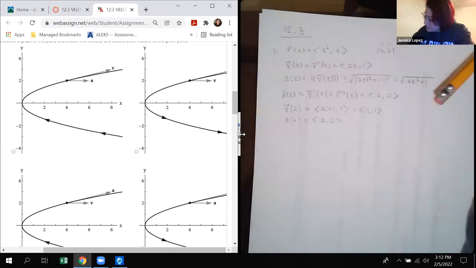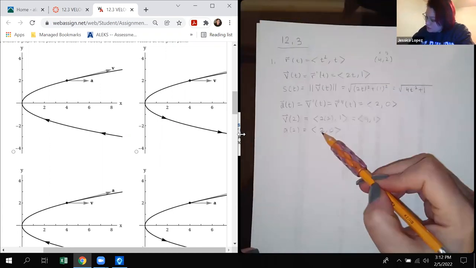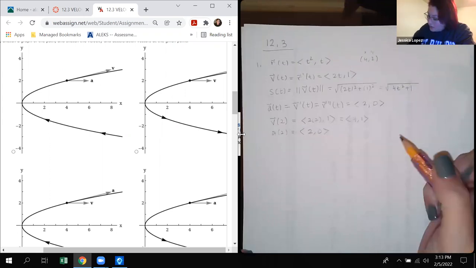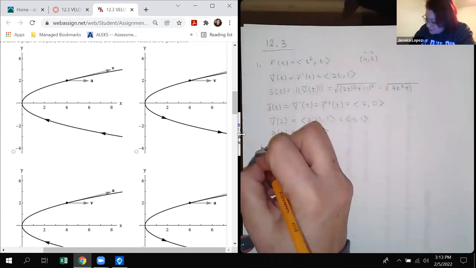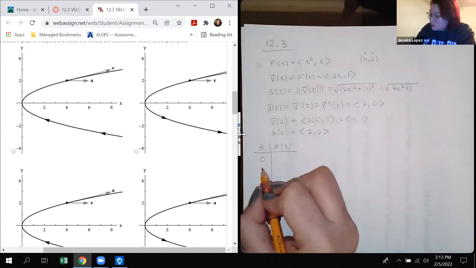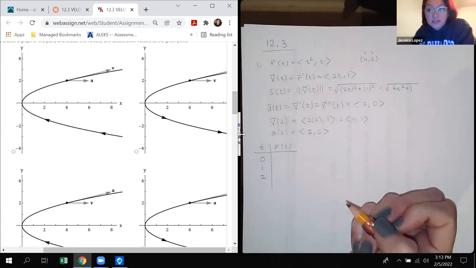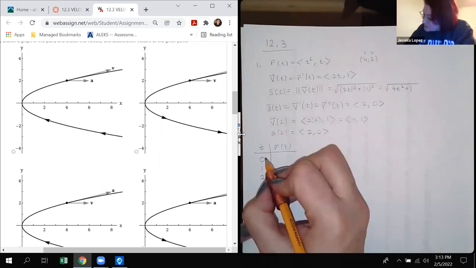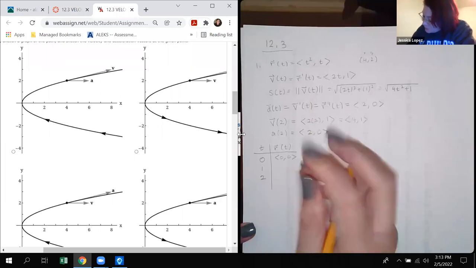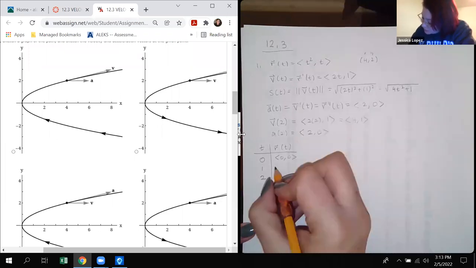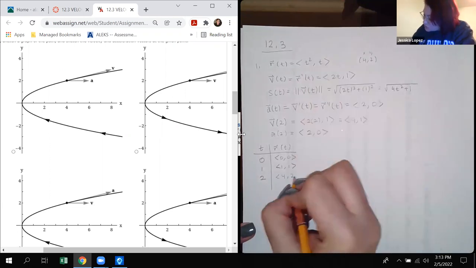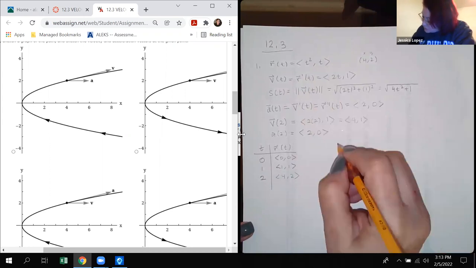Now, notice that it does go up to 2 here in this coordinate, even up to 4. So what I'm gonna do is I'm gonna plug in 0, and then I'm gonna plug in 1 and 2, just to see what direction it's going in, okay? So when I plug in 0 into R, I'm going to get 0 and 0. When I plug 1 in there, I'm gonna get 1 and 1. And when I plug 2 in there, I'm gonna get 4 and 2. So we can see the direction that it's moving.